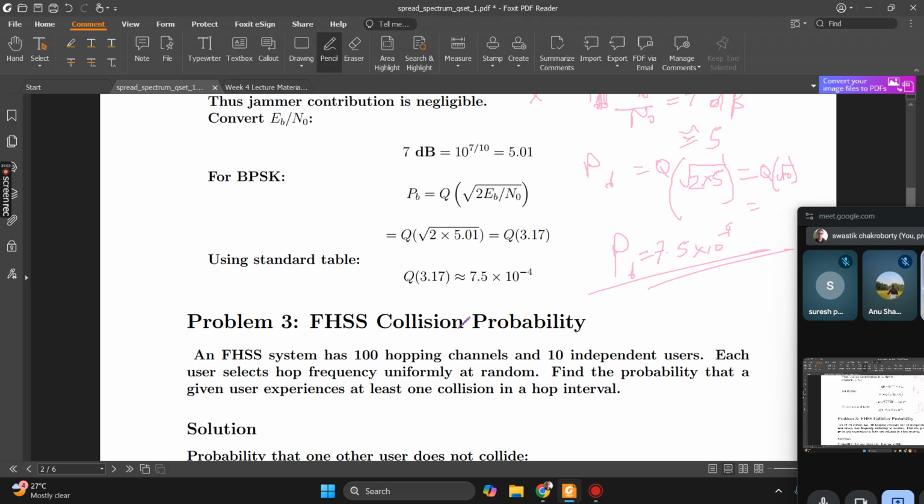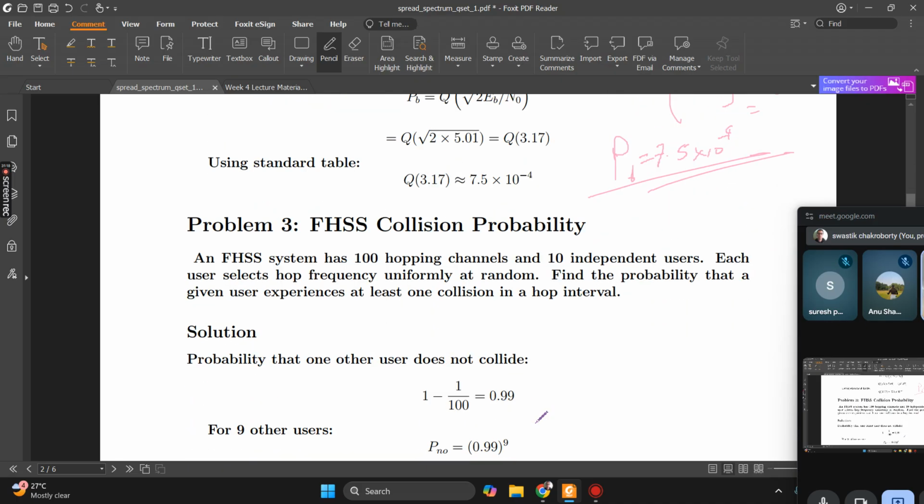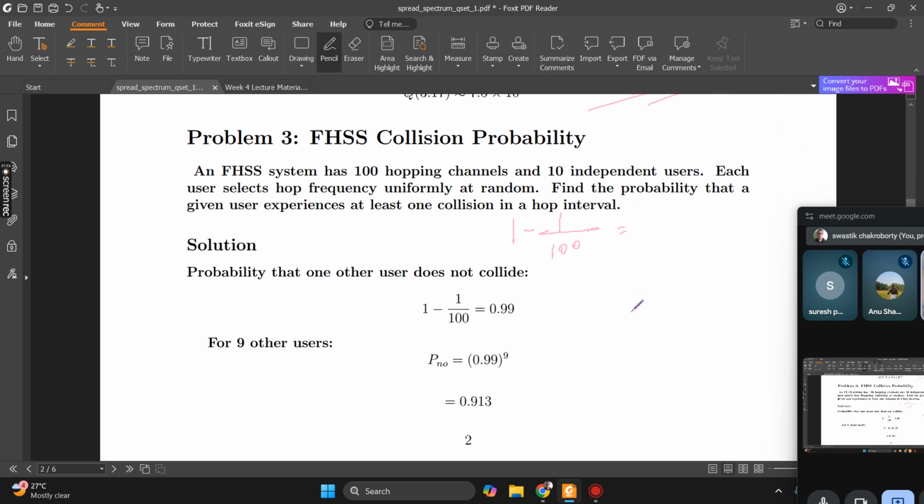So the probability that a given user experiences at least one collision. At least one collision means it is the complement of no collision, right? So the easier way is to find the complement of no collision. So what is the probability of no collision? The probability of no collision is that all of these are assigned their own channels. So the probability of no, wait, I think this is wrong.